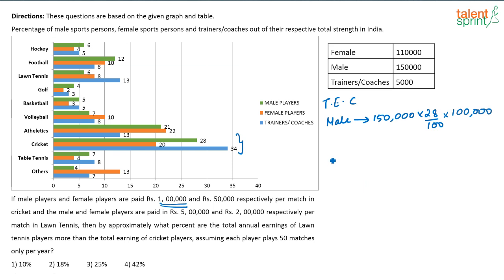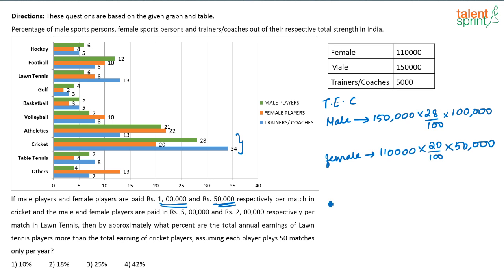Correct? Similarly, if you look at female players, how many female players are playing cricket? 20%. Correct? Out of this 20%, what is the salary got by each person? Each person is paid 50,000 per match. Okay? So this will be the total earning of the male players and female players together. Now find the total here, right?